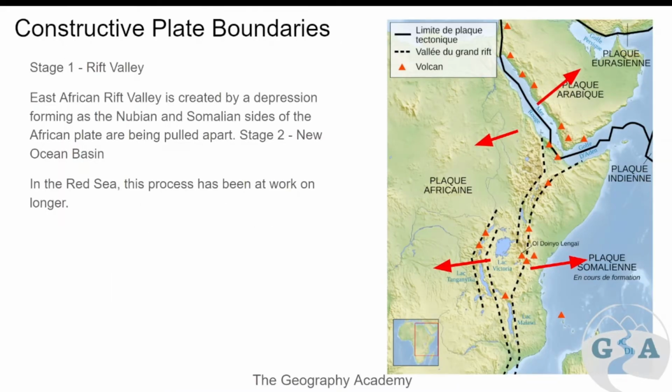Constructive plate boundaries are all around the world. They could be at different stages. They begin as a smaller rift valley, like the one we see here. So we don't see a big sea or ocean in there yet. So this is a very young one happening here. So that is the East African Rift Valley being ripped apart. And then eventually that will cause the area here of the Red Sea to open up.